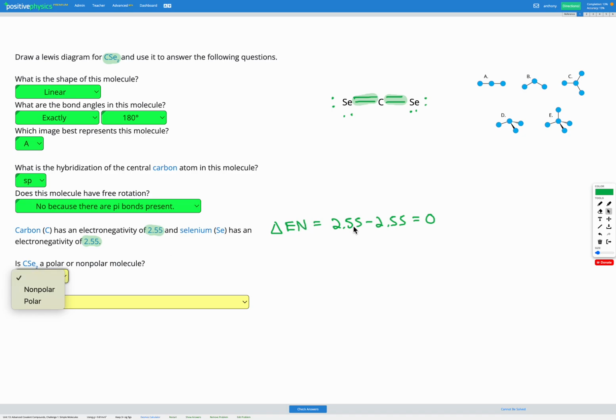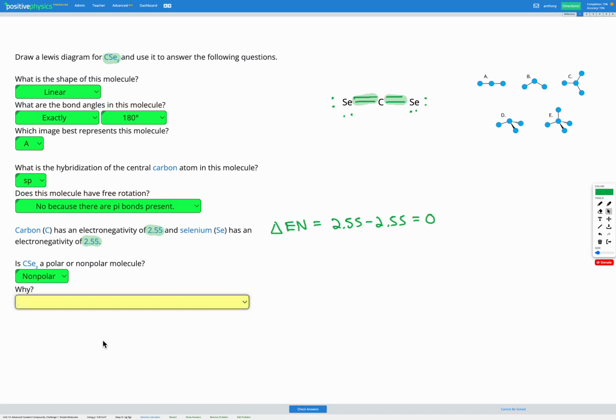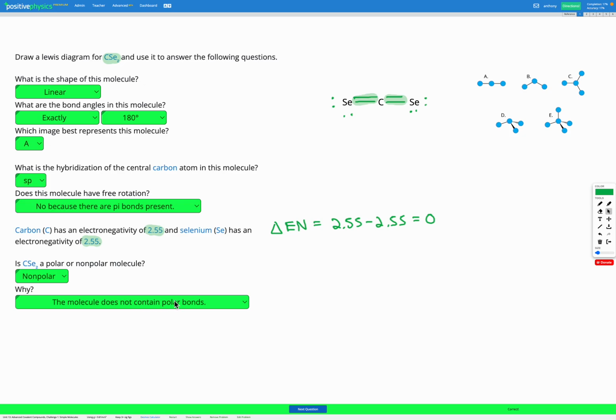So here, since the bonds are non-polar, we know the whole molecule has to be non-polar. So the answer is non-polar. The second thought regarding a polar or non-polar molecule has to do with if the molecule is symmetrical or not. Now this molecule is symmetrical since it's linear in shape and we've got the same elements on both ends. However, that doesn't matter regardless, since we've got no difference in electronegativity and the bonds are non-polar. That means the whole molecule is going to be non-polar anyway. So the answer is the molecule does not contain any polar bonds, and therefore the molecule must be non-polar.